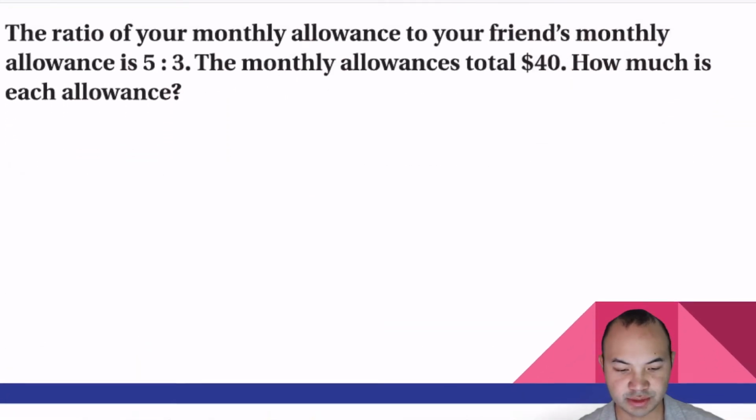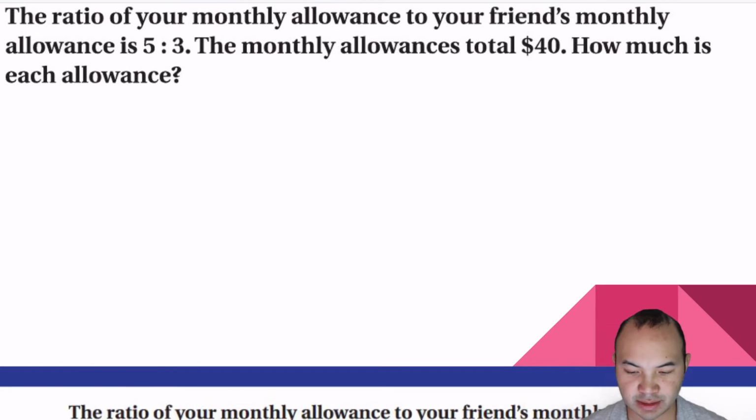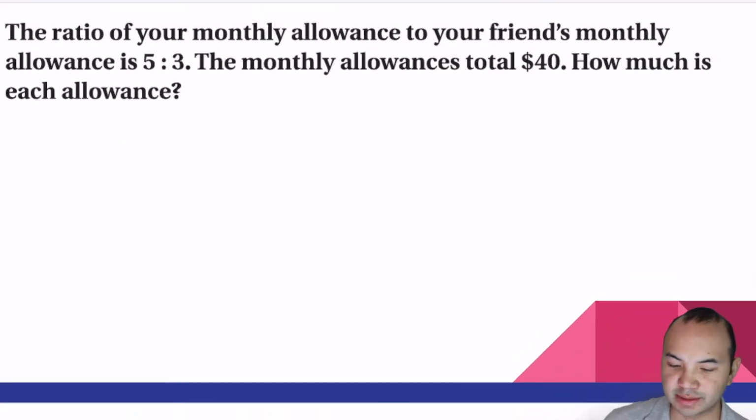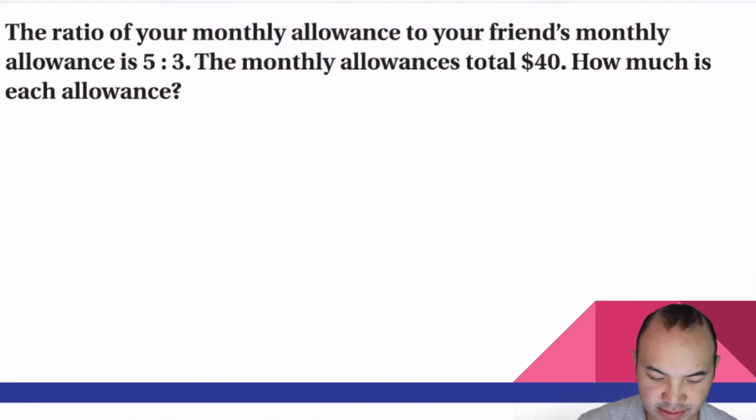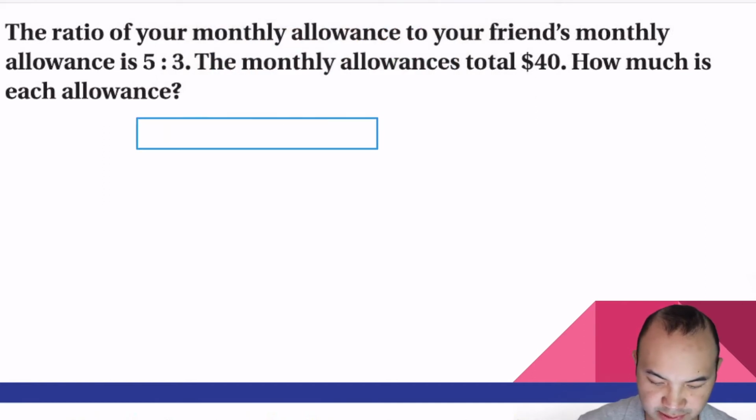And here we go. The ratio of your monthly allowance to your friend's monthly allowance is 5 to 3. The monthly allowance is total $40. How much is each allowance? Okay, how would you do that? So it's 5 to 3, right? One of the cool ways of tackling this type of problem is to make a bar model. So I'm going to make a bar model here. So 5 to 3. I'm going to see if I can make a box there.